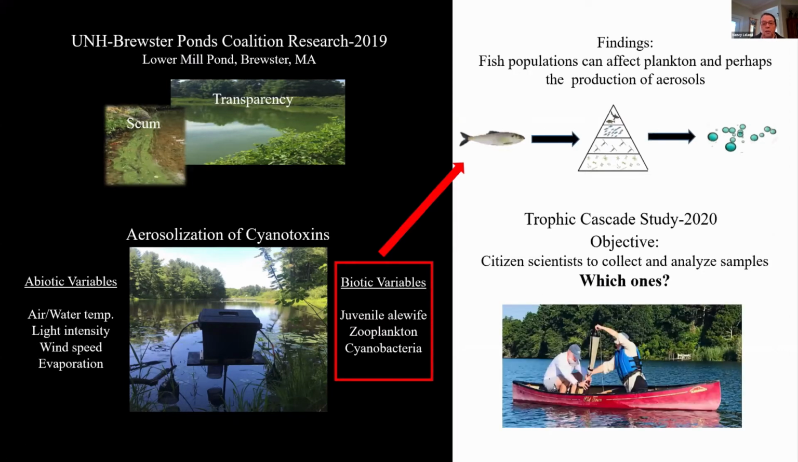So in 2020, we expanded and continued this project that started in 2019. And the objective of the project was whether we could engage our citizen scientists in this process of evaluation, to be able to collect and then also analyze the samples that they had collected. And the big question was, what are the most important samples that we need to collect and metrics that we can use to be able to describe the trophic interactions in an aquatic system?